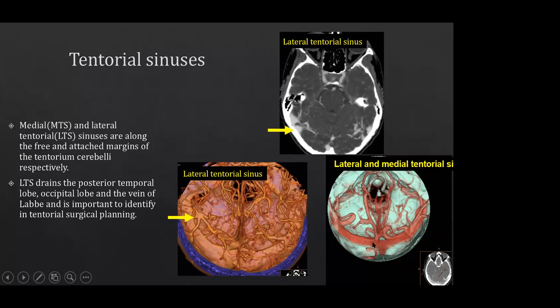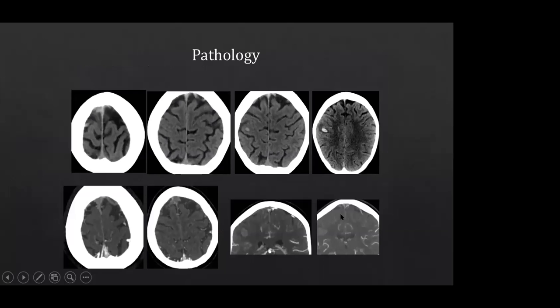This is again the same example I showed earlier of the torcula, the transverse sinuses and the lateral tentorial sinuses. Just to share some pathology affecting the sinuses. So you have a CT scan with hyperdensity that you can see within the vein over here on the CT scan. And you can see the venous hemorrhage as well within that right frontal lobe.